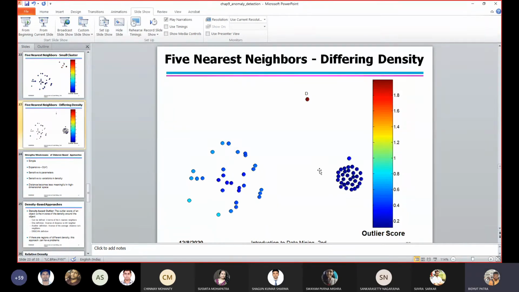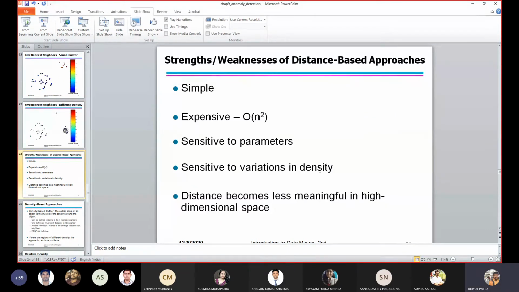So this is one more example. And obviously it is expensive because you need to find the nearest neighbor of each point. So the complexity will be order of n square, and it is sensitive to parameters and sensitive to variation in density. Another issue is if the data set varies heavily in density, like DBSCAN, it also cannot work. So this technique cannot rely only on computing the kth distance.